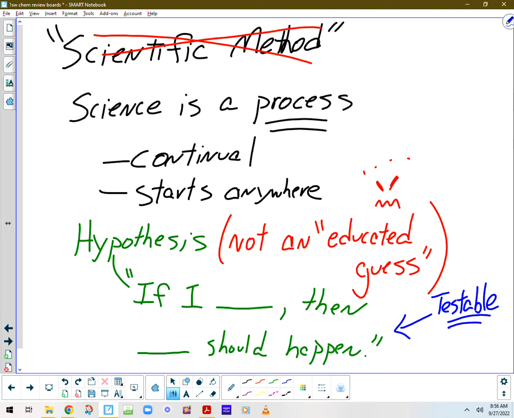And within this statement, there's two important pieces that you need to know about, because a well-written hypothesis is going to include them. This first blank right here is going to be the independent variable. So if I do the independent variable something, then this other blank down here, the dependent variable, should happen. So I'm going to go on to the next slide.